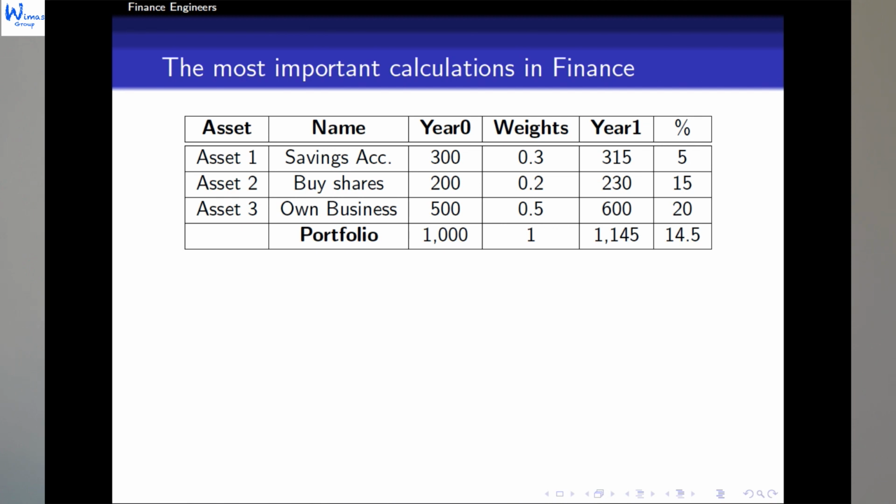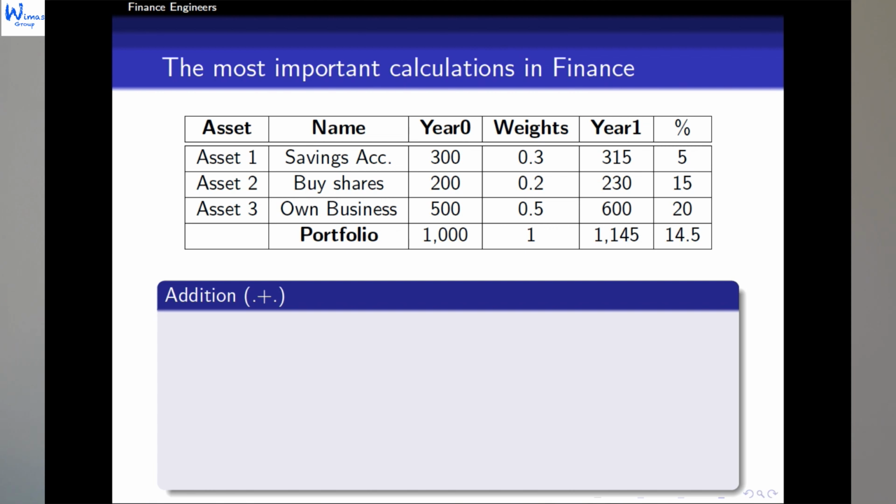As you can see in this table, we are going to use the information which was explained in the previous video, and the first operation or calculation is known as addition. This is something we learn in primary school, and we just have to be sure that we remember how to do it faster.